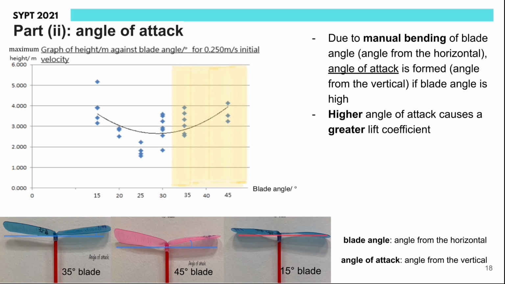By theory, this section of the graph should observe the same trend. The greater the angle, the lower the maximum height. However, the graph shows that the maximum height increases. This is observed due to a limitation in our experiment. Due to manual bending of the blade, an angle of attack is formed when the blade angle is high. A higher angle of attack causes a greater lift coefficient. I will explain this in detail.